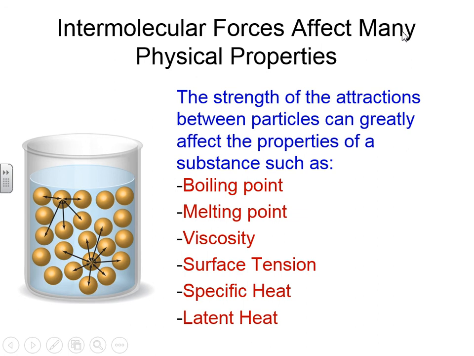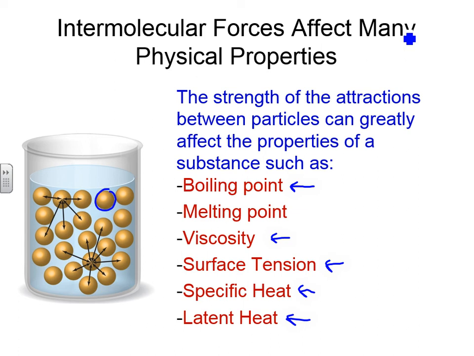So here it says the strength of the attractions between particles can greatly affect the properties of these substances. So we'll talk about especially liquids. We're going to focus on liquids here. So we'll talk about boiling point in this video, and in the next video we'll talk about things like viscosity, surface tension, latent heat, specific heat, and so forth. So these are physical properties, and they come from the intermolecular attractions, the attractions between the molecules. So if these are molecules, then it's this attraction that we're talking about here.